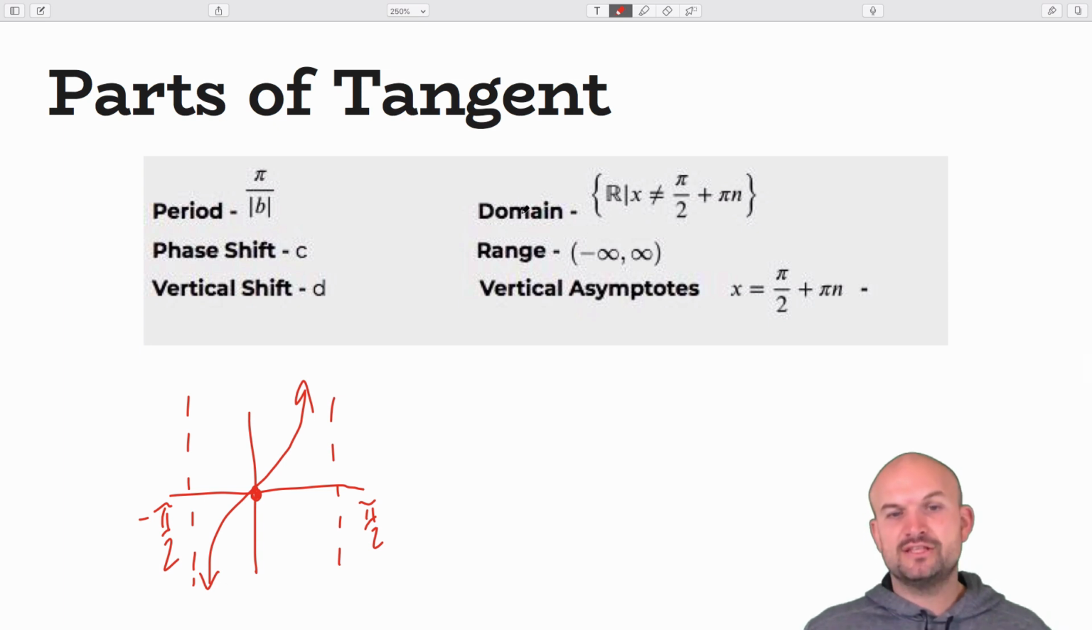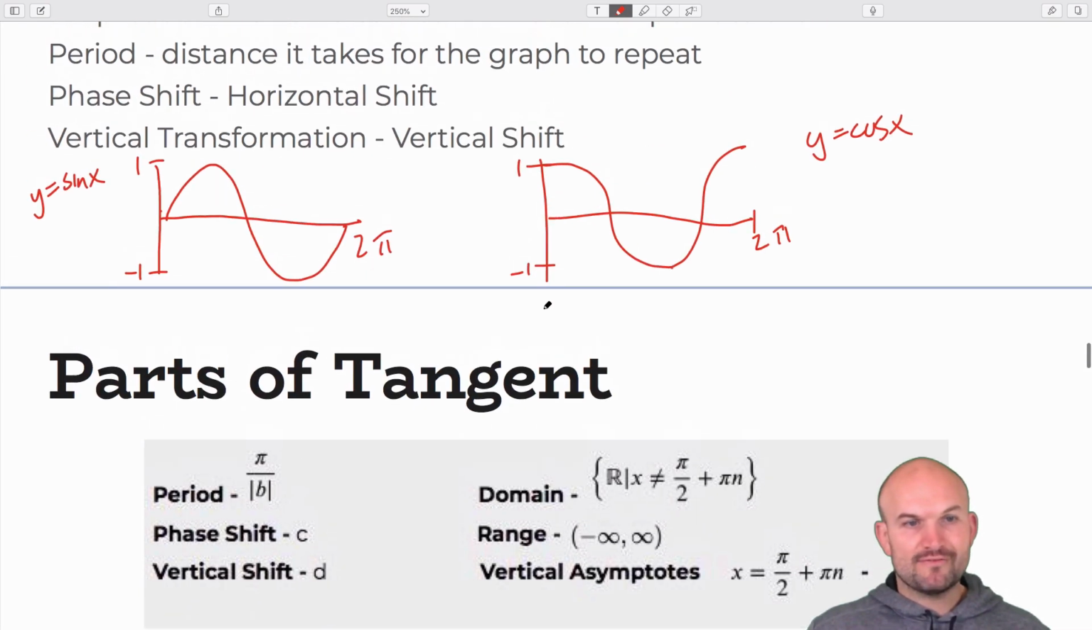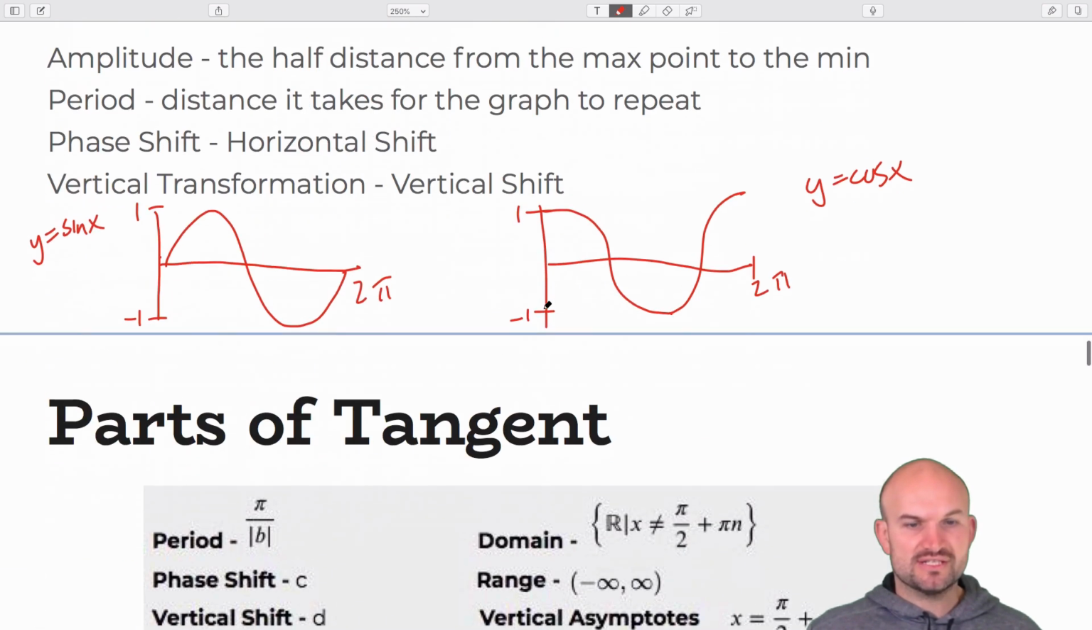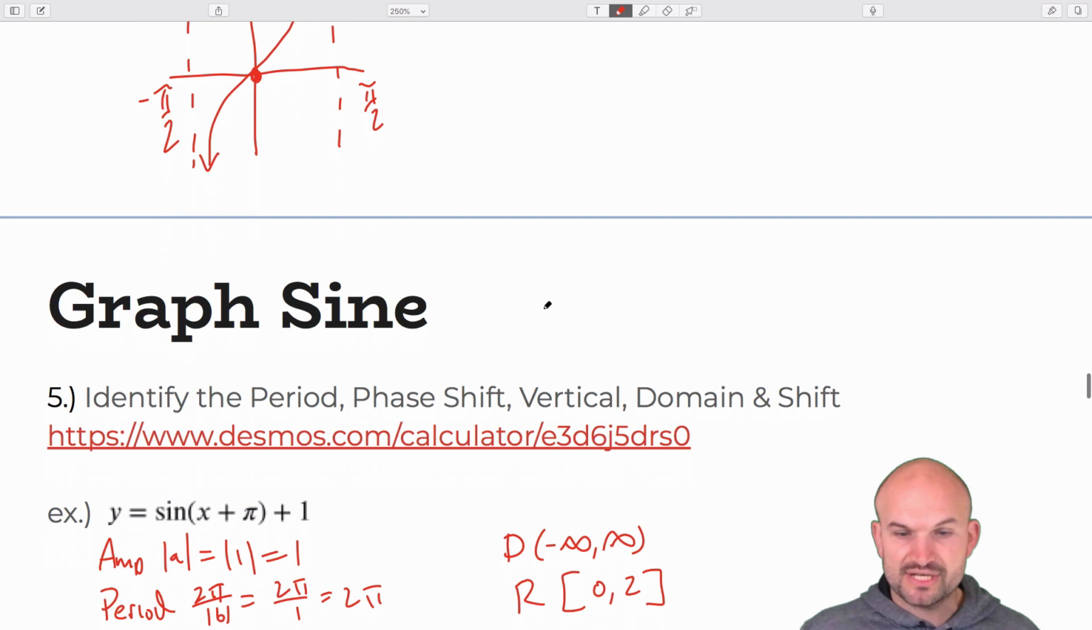And as far as identifying the domain, this notation, which we haven't really used in my class, since we basically just have done interval notation, basically says all real numbers such that x cannot equal pi halves plus pi n. And again, that pi halves plus pi n is where the vertical asymptotes occur. All right. So those are our points here for the parts of sine and cosine and tangent. And now we're just going to get into some examples here.